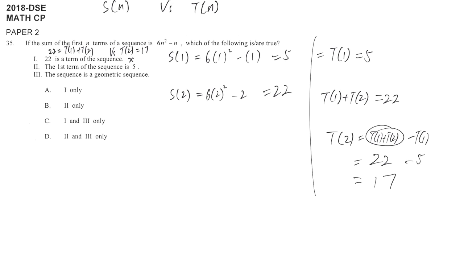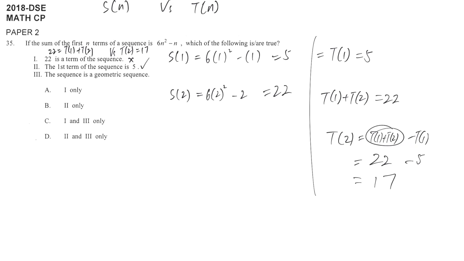Second, the first term of the sequence is 5. Yes, it's correct. It's because if we just consider S1, then only one term is involved, which is the first term, 5. So the second statement is correct. The third statement, is this sequence a geometric sequence? That's a very big problem, because we don't know what the term function is. It's difficult for us to make any decision.